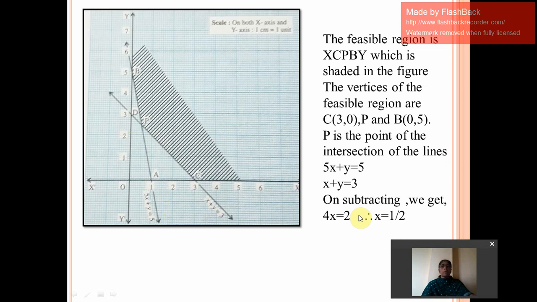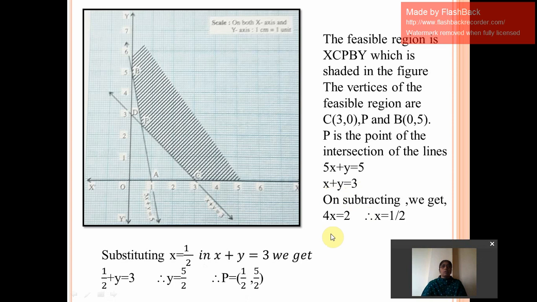On subtracting, y gets cancelled. 4x is equal to 2. Therefore, x is 1 by 2. Substituting x is equal to 1 by 2 in x plus y is equal to 3, therefore y is equal to 5 by 2. Therefore, P is equal to the coordinate (1 by 2, 5 by 2).